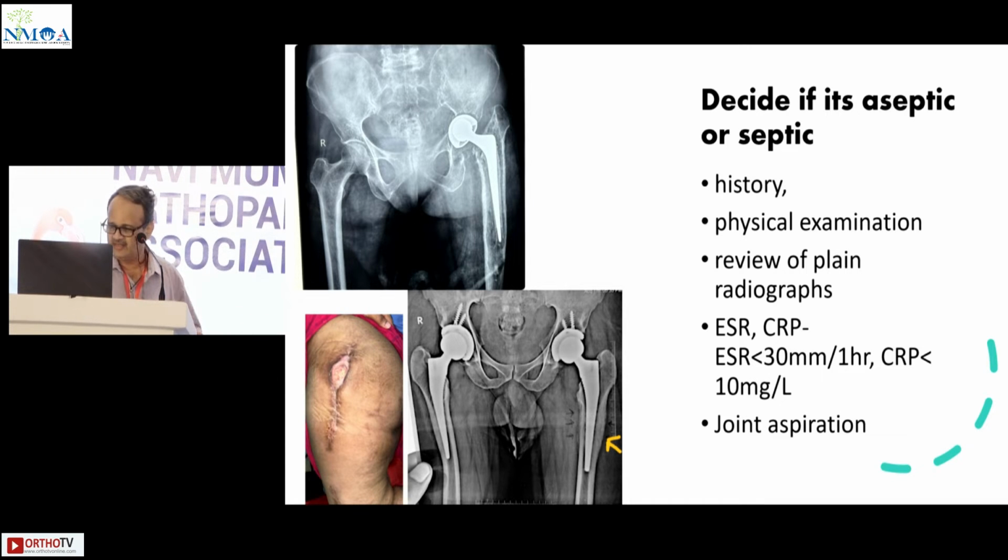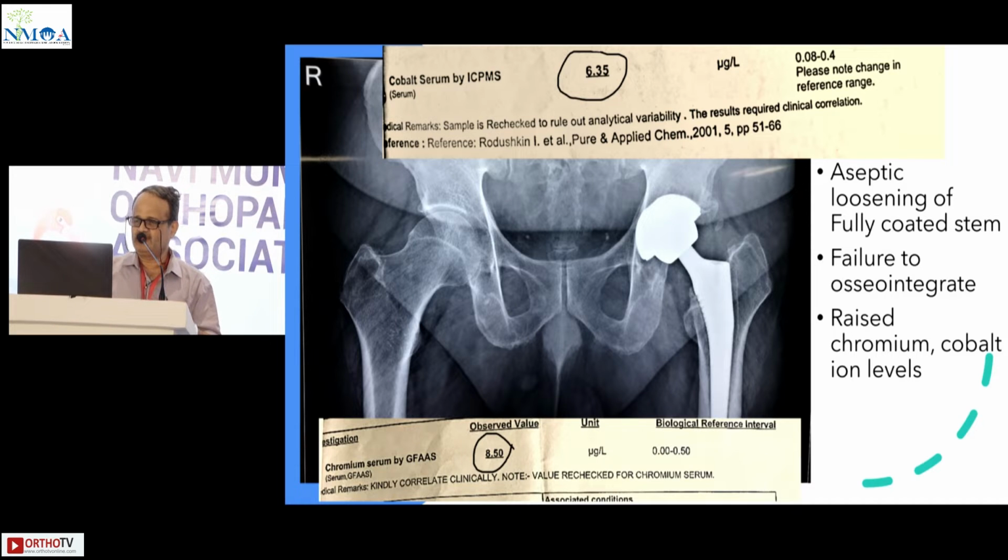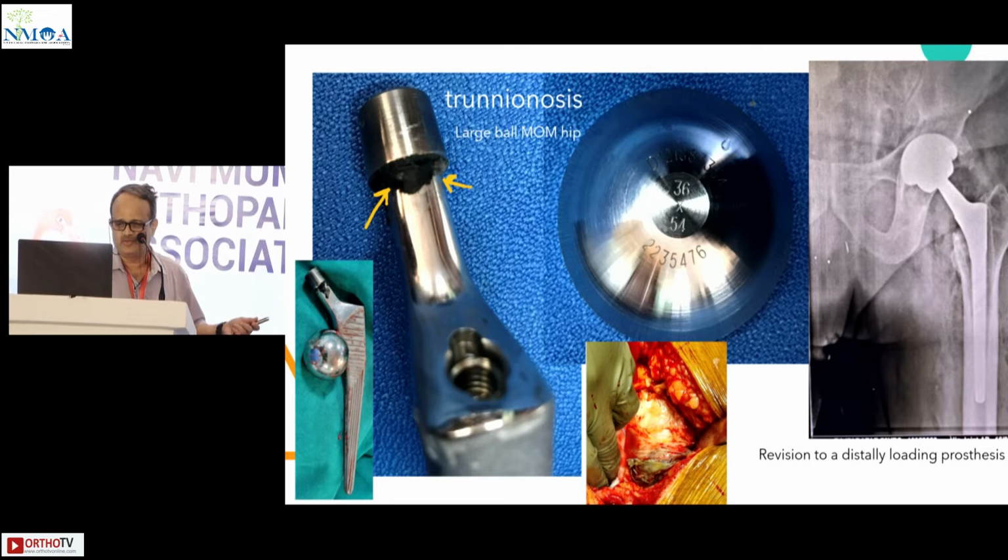We have these guidelines of history, physical examination, ESR, CRP, joint aspiration. This patient, for example, had a high chromium cobalt level, and it was a metal on metal. It did not osseointegrate, what is known as a fibrous union, or initially it was stable, but later on at 19 years there was trunnionosis. There was total loss of this HA coating, and it was revised to a distally loaded prosthesis.